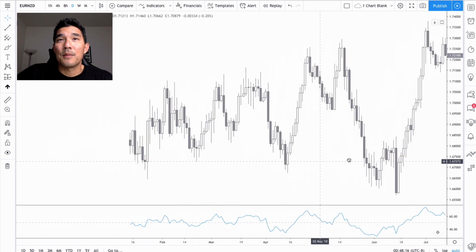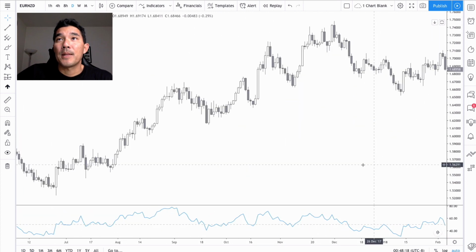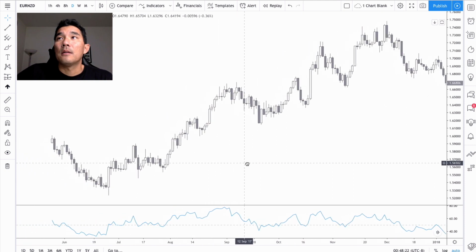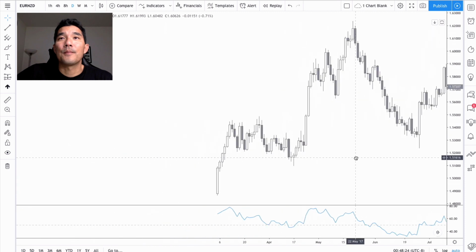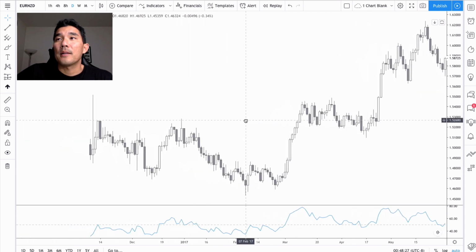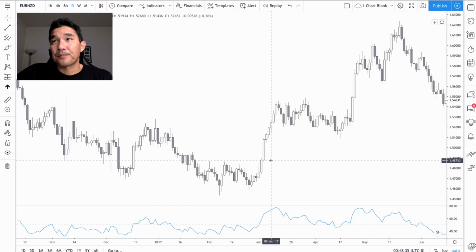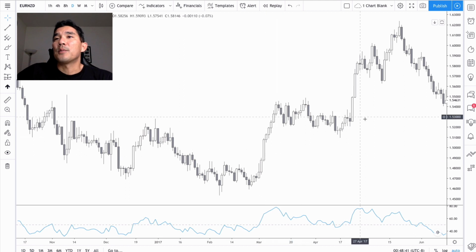We would look for something more like, let's see, go back some more. Okay, so maybe something like this, where price is kind of basing and then it breaks out, it breaks above this, and you would probably take a trade right here, and then price would keep on going.